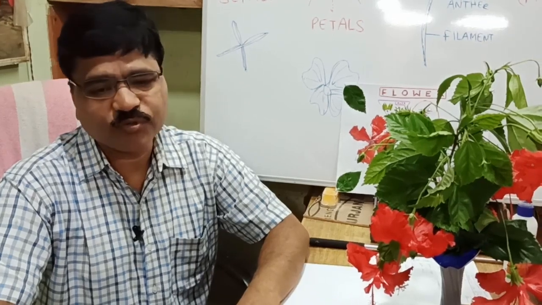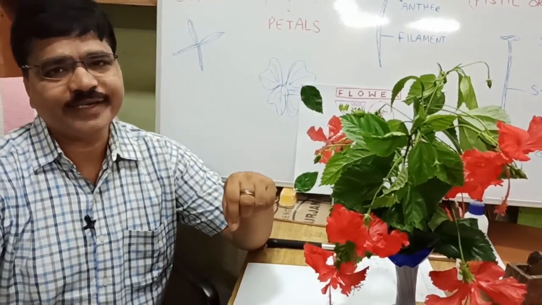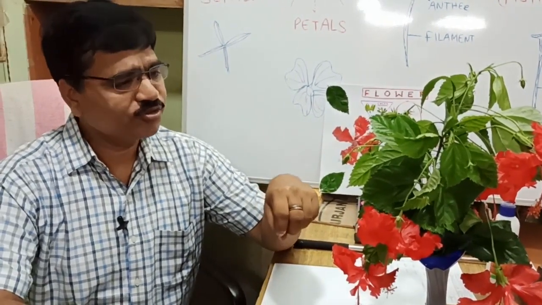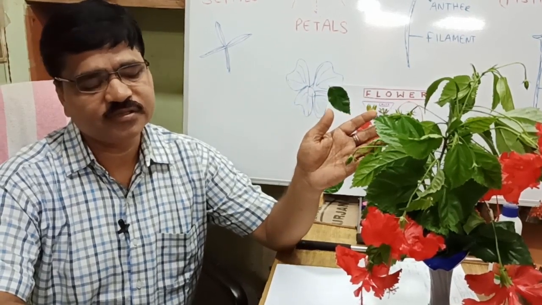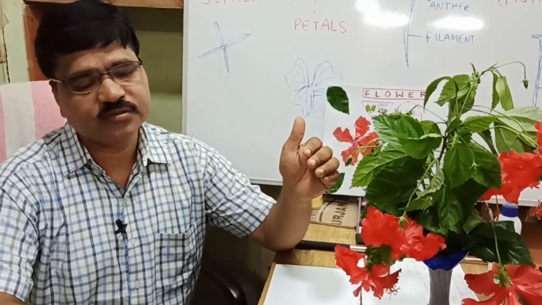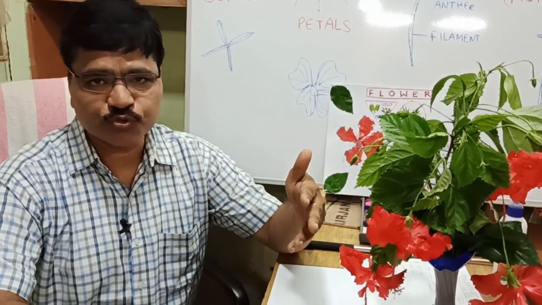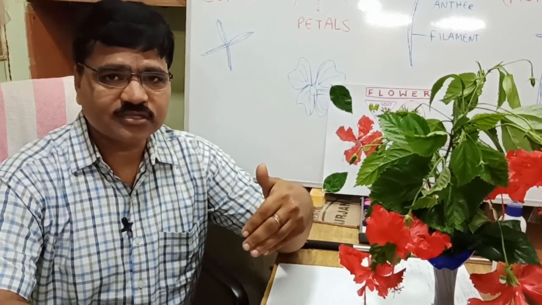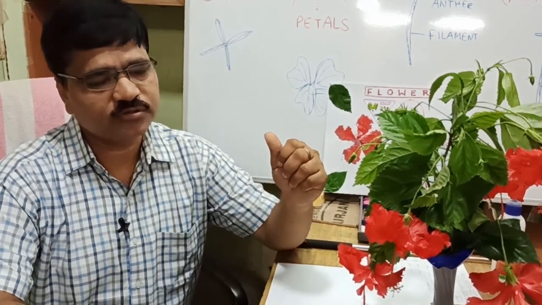Dear children, good morning. Today I am going to explain to you the different parts of a flower with the help of one activity. As you know, the flower is the most important part of a plant because the flower helps in reproduction. Reproduction means flowers convert into fruits. From fruits we get seeds, and from seeds new plants are grown.